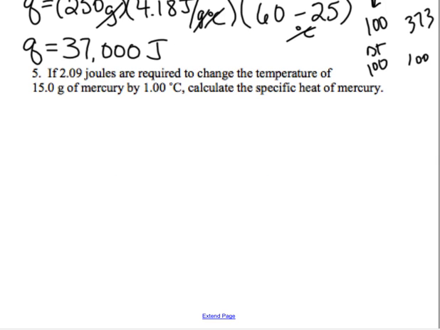If 2.09 joules are required to change the temperature of 15 grams of mercury by 1 degree Celsius, do you need water? You can get up and get water if you want.